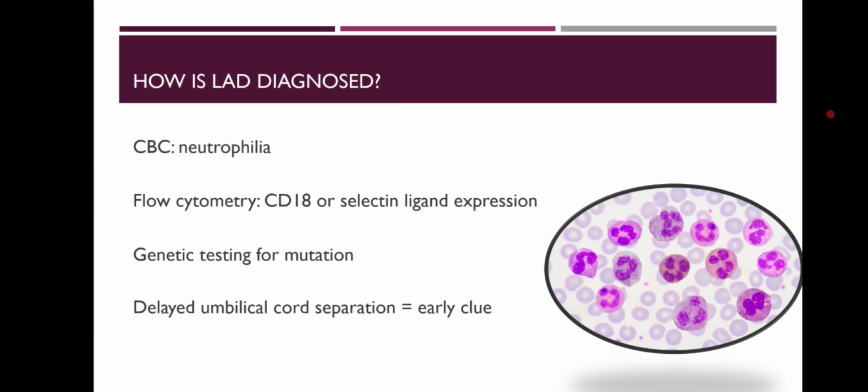Gene test. To be sure, doctors do a gene test. This test looks for specific problems in the person's gene that cause LAD. Early signs. Sometimes the first big clue is when a baby's umbilical cord takes a very long time to fall off, typically more than 30 days. By using these tests and looking for these signs, doctors can accurately find out if someone has LAD.